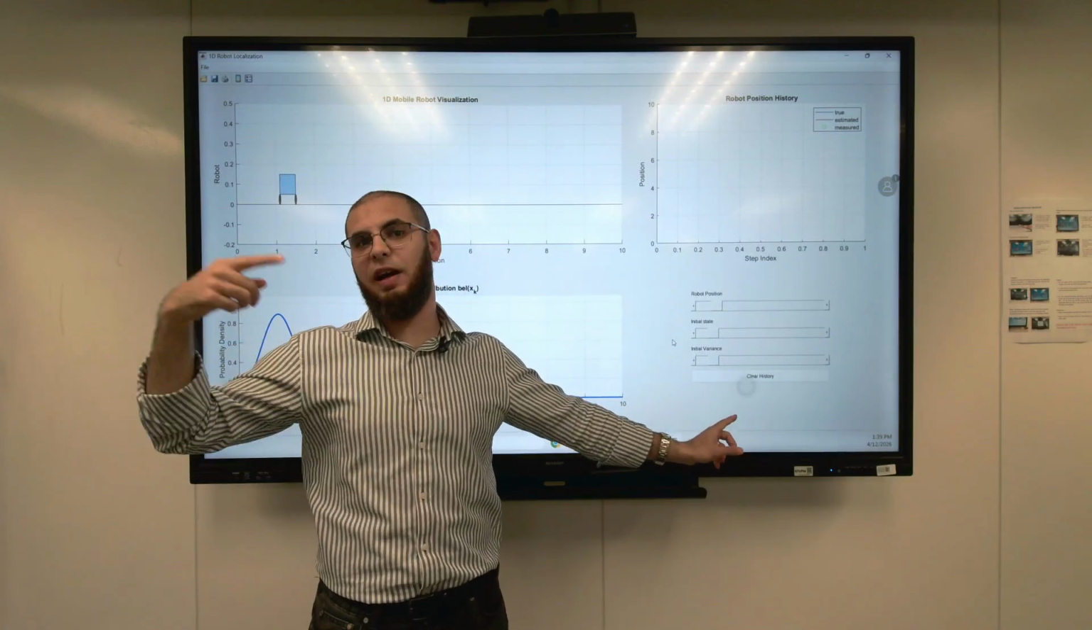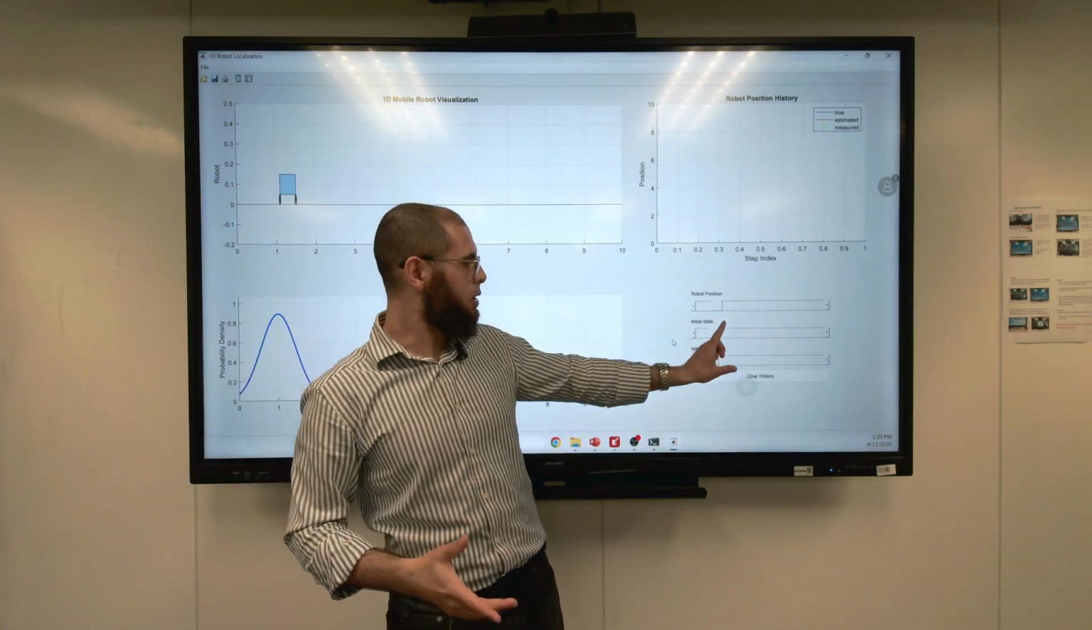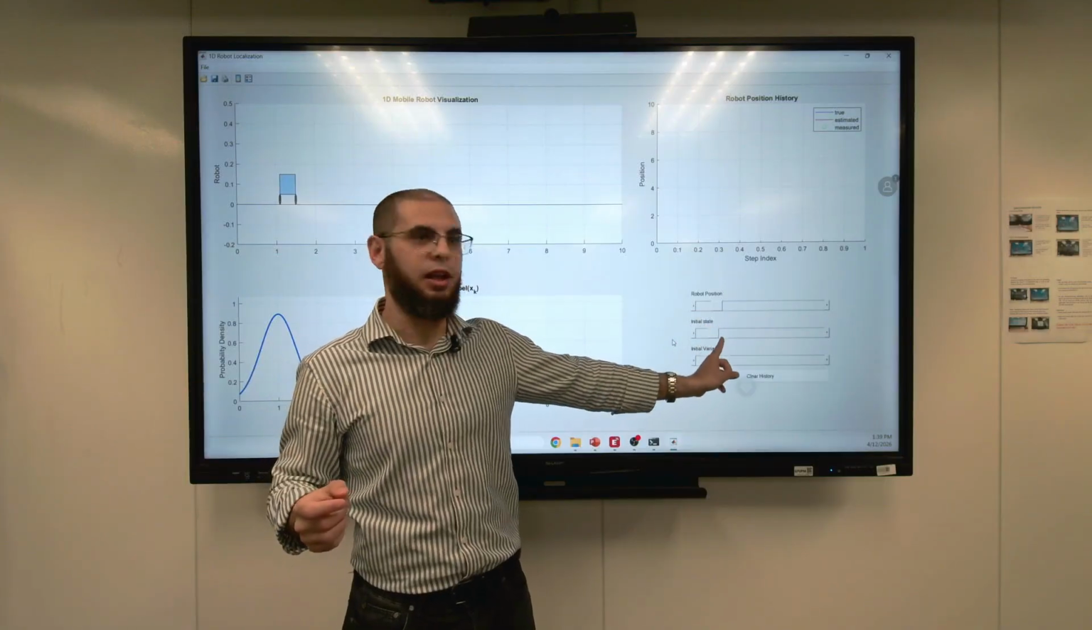You remember this is a recursive algorithm, so you cannot start without some initial condition. So these are the initial conditions that you start with.